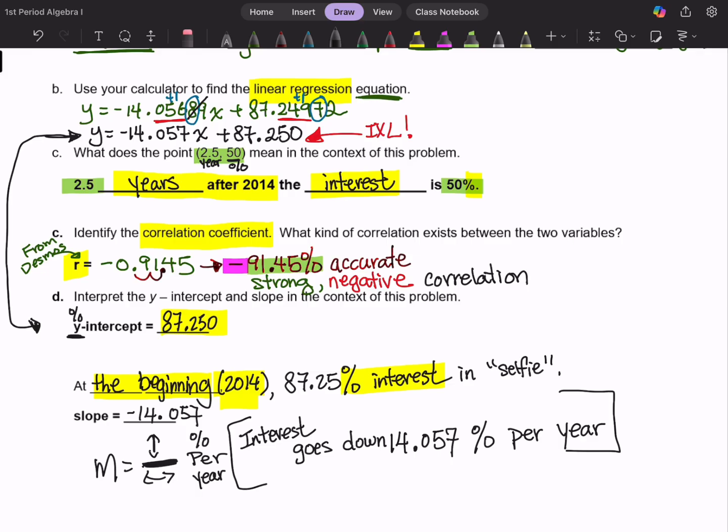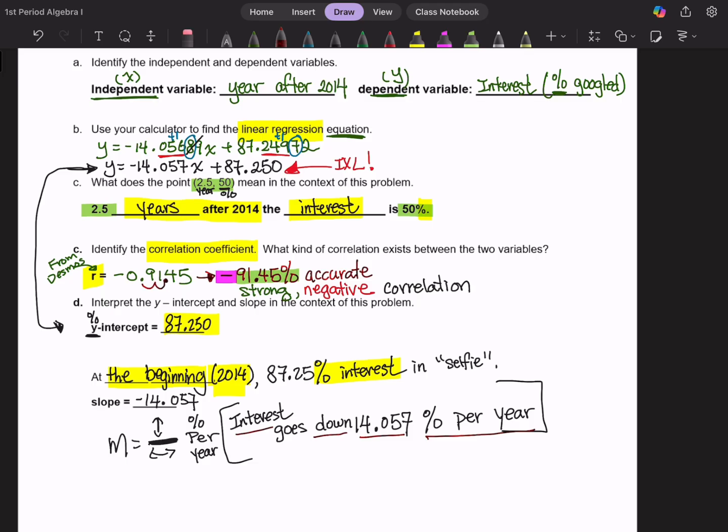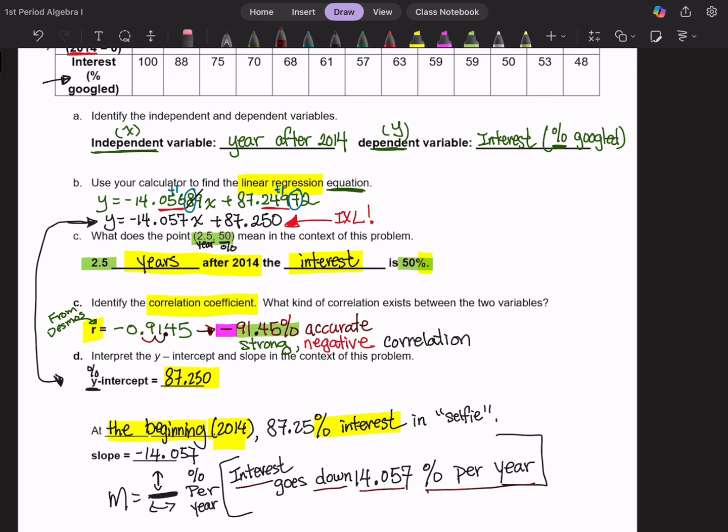Now, this right there is your interpretation. You tell me what you're talking about. You tell me whether it goes up or down. And you tell me how much, and then the unit, right? These are the things I'm looking for: what you're talking about, whether it goes up or down, the actual slope, and then the unit. All right, these are some of the questions that they'll ask you when you're doing section 2, the paper part of your test, of your common assessment and of your quiz.